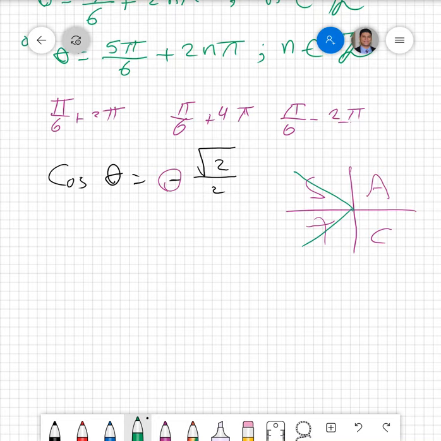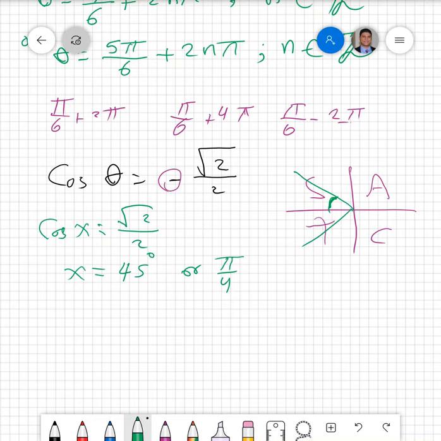So first we need to find the reference angle here. What is the reference angle? Which angle has cosine x equal radical 2 over 2? That means x as an acute angle is 45 degrees or pi over 4.